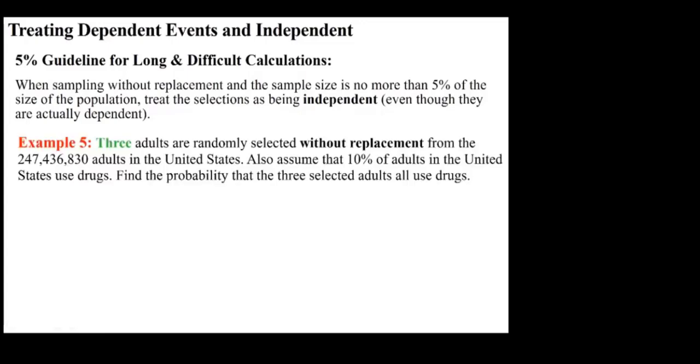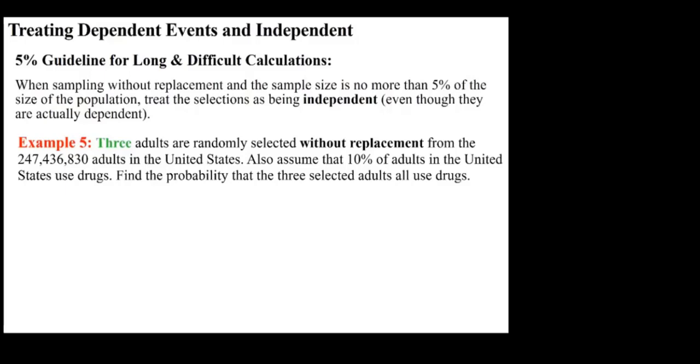Example 5. 3 adults are randomly selected without replacement from the 247,436,830 adults in the U.S. Also assume that 10% of adults in the United States use drugs. Find the probability that the 3 selected adults all use drugs. So this is actually the explanation of that 5% guideline. And again, that's not a 5% that everybody uses, but just to give you an idea.